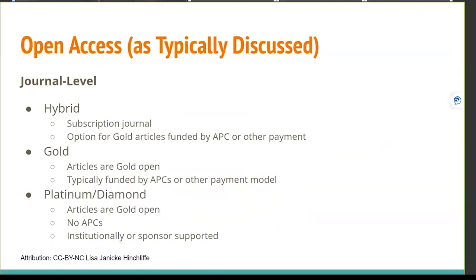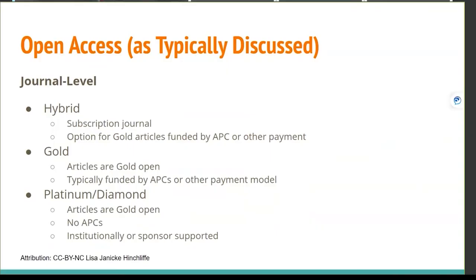Fully gold open access journals are those that anyone can, as long as they have internet to access, read any journal article ever in this journal. They are funded by APCs or some other payment model. So rather than you pay to read, as in a subscription-based model, you are paying to publish. Again, there are issues with that. Authors don't often have the funds to pay.